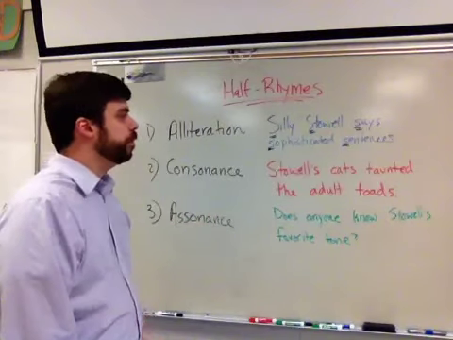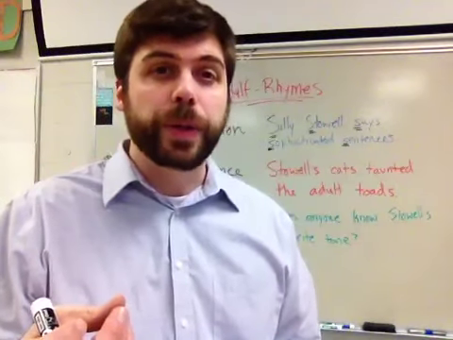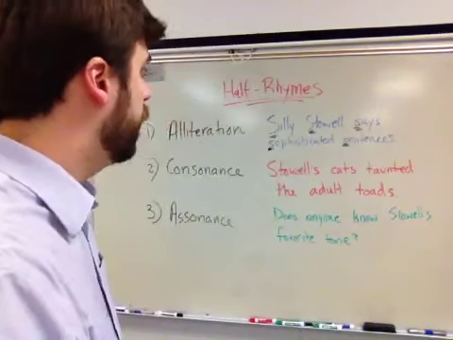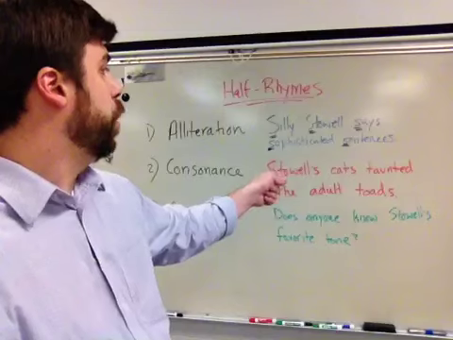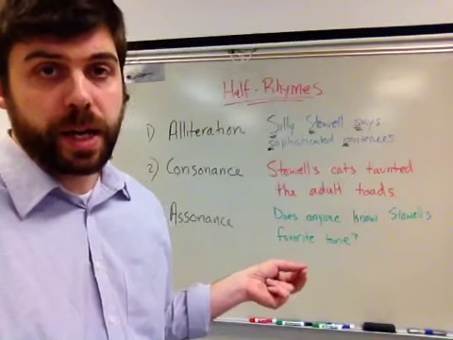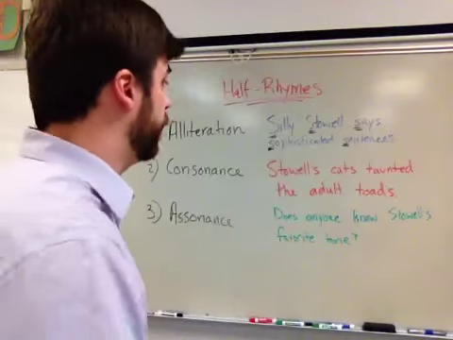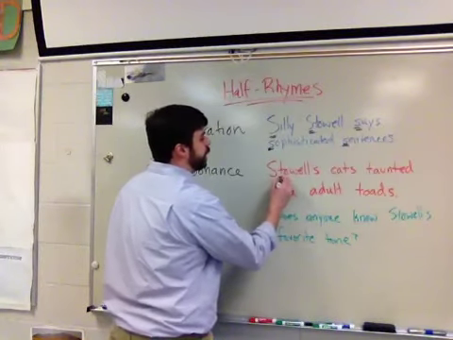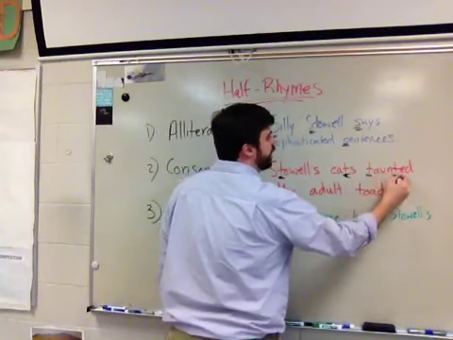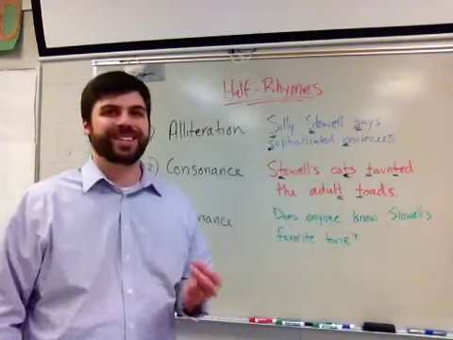Consonance. Consonance is just like alliteration, but that repeating sound can happen anywhere in the middle or the end of the word. So in Stole's cats taunted the adult toads, what's the repeating sound you hear a lot? The T. It happens at the beginning, but it also happens in the middle of the words. So this is consonance. The T. Stole's cats. There's the T there. Taunted the adult toads. There's the repeating T sound.